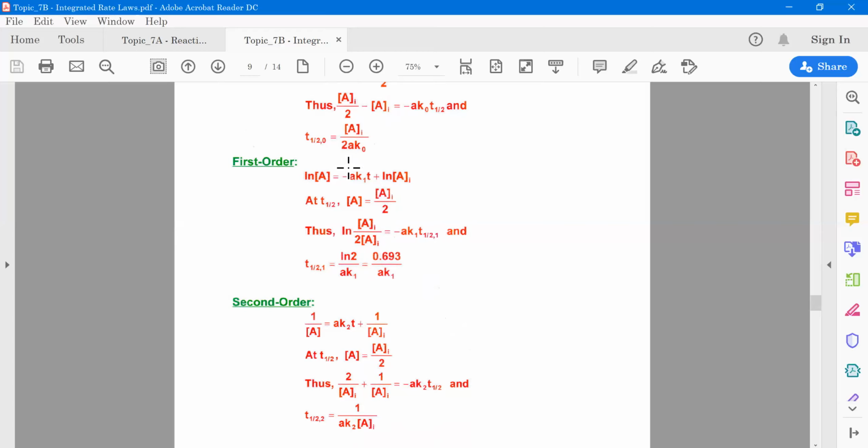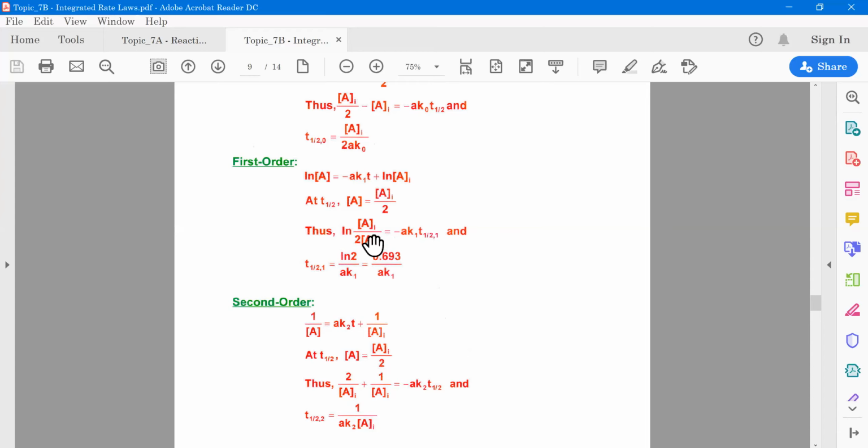But there's an important difference between the three expressions for the half-lives. You'll notice that the half-life expression for a zero order reaction and a second order involve the initial concentration. For a zero order reaction, the initial concentration appears in the numerator for the half-life, and for a second order reaction, it appears in the denominator.